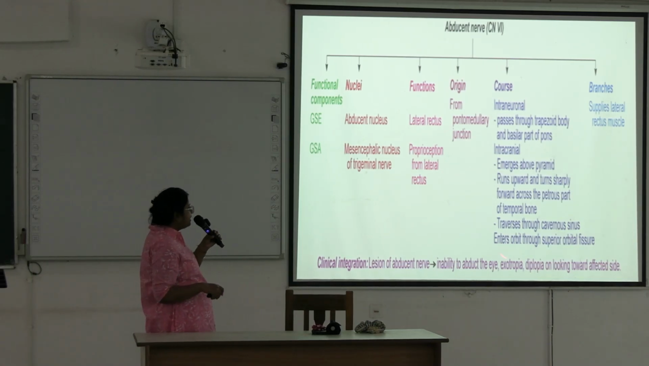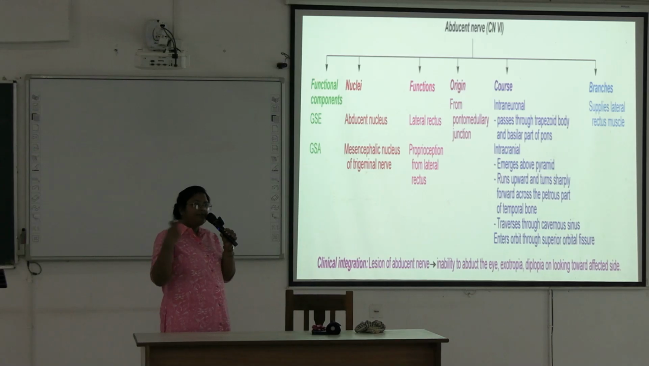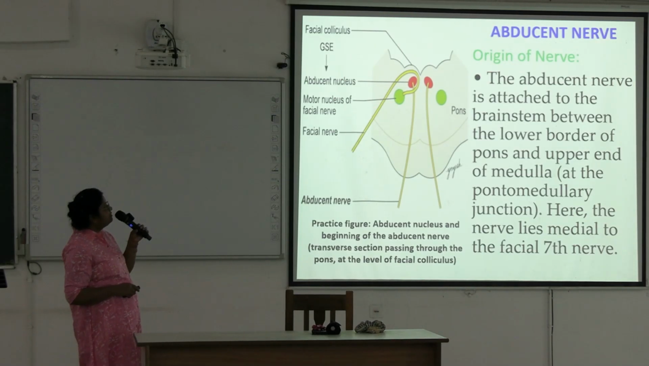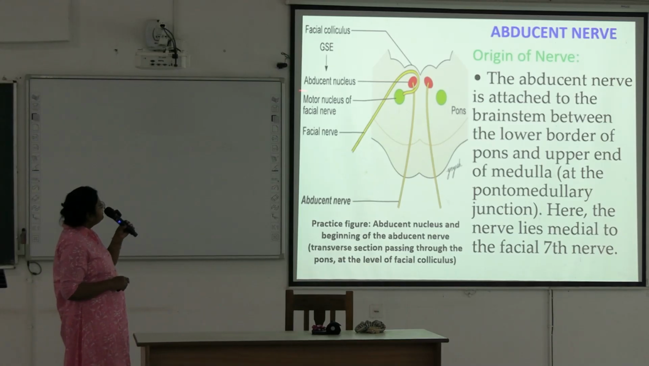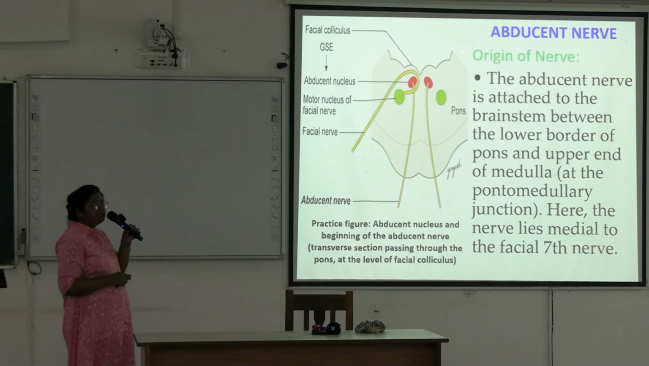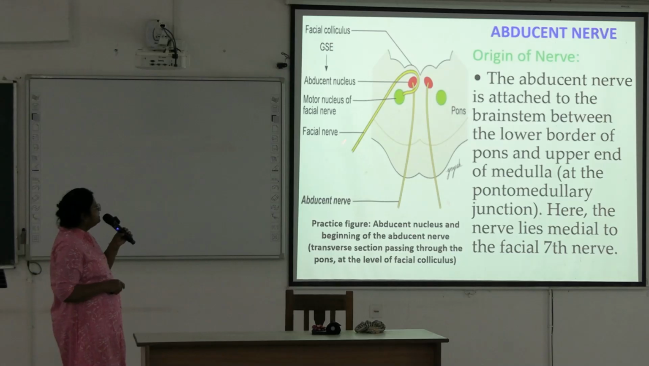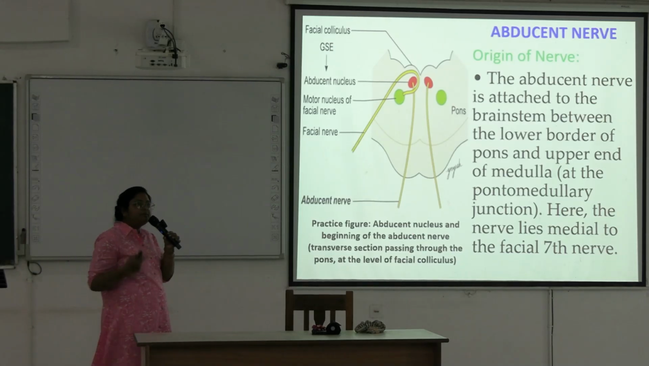Because on the affected side, the eye cannot abduct. To see the lateral view, see here the course and origin of the nerve. This is the abducent nerve nucleus lying deep to the facial colliculus, and winding round this nucleus is the facial nerve, which is coming out from the motor nucleus of the facial nerve. The facial nerve winds round this abducent nucleus and comes out from the pontomedullary junction. The abducent nerve comes out just above the pyramid, and the facial nerve laterally above the olive.